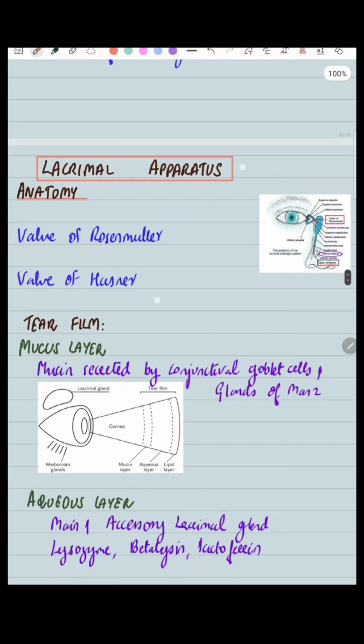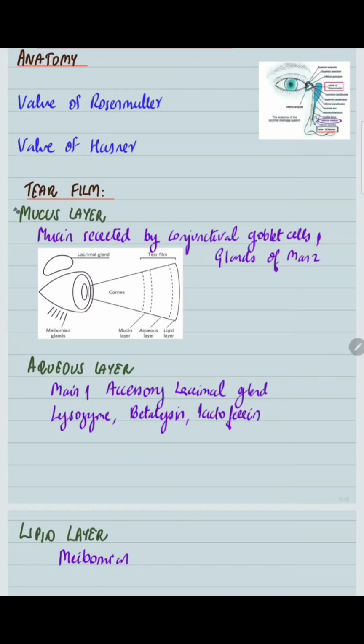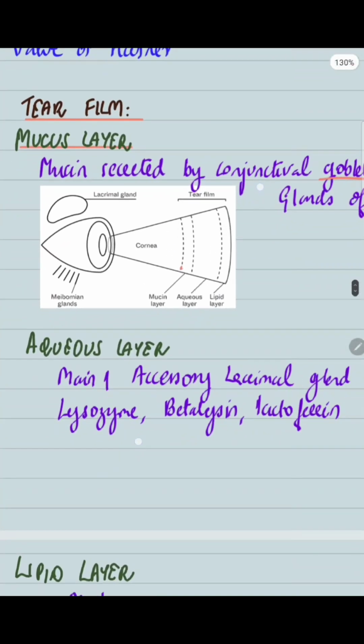Next, the tear film layer. The tear film consists of a mucous layer, aqueous layer and lipid layer. The mucous layer, or mucin layer, is the innermost and thinnest layer. It consists of mucin secreted by the conjunctival goblet cells and the glands of Manz. It converts the hydrophobic corneal surface into a hydrophilic surface.